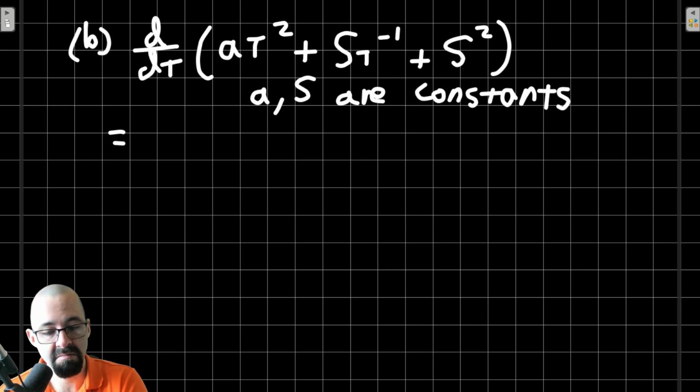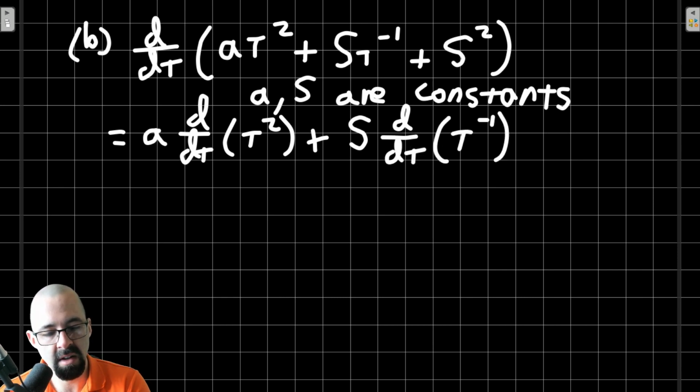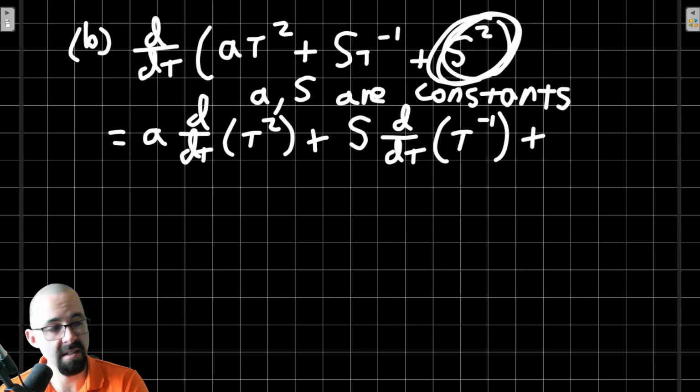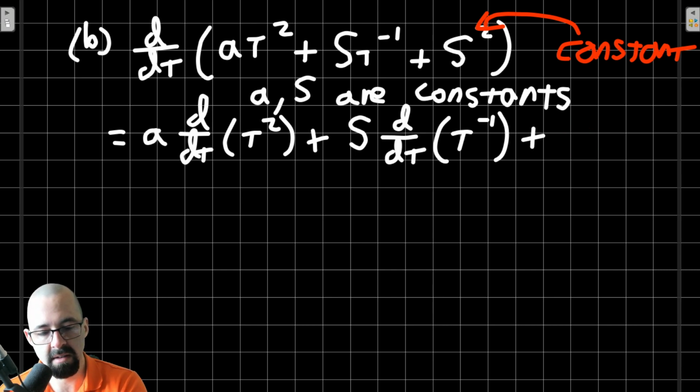Well, a, that's a number. That's going to come out in front. But then we'll take the derivative with respect to t of t squared. Plus s, that's a number. That'll come out in front of the derivative times the derivative with respect to t of 1 over t, or t to the negative 1, plus, be very careful, there's no t's here. That means that's a constant, right? Since that's a constant, the derivative of a constant is 0.